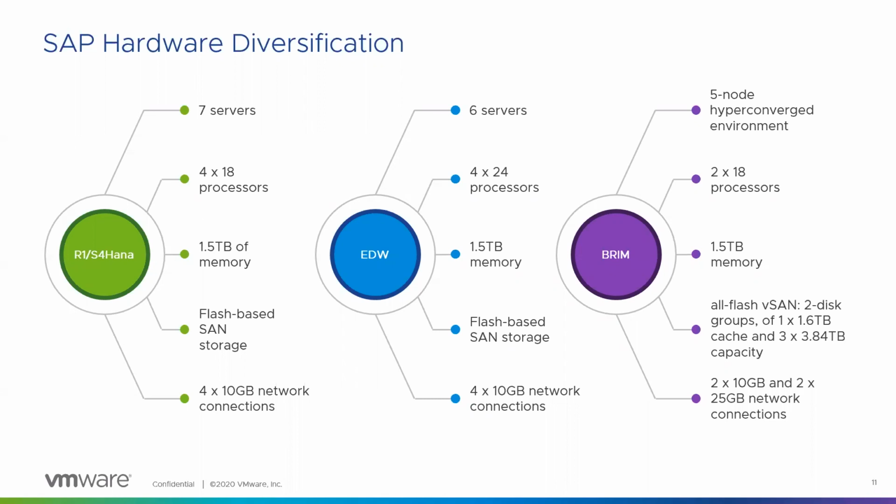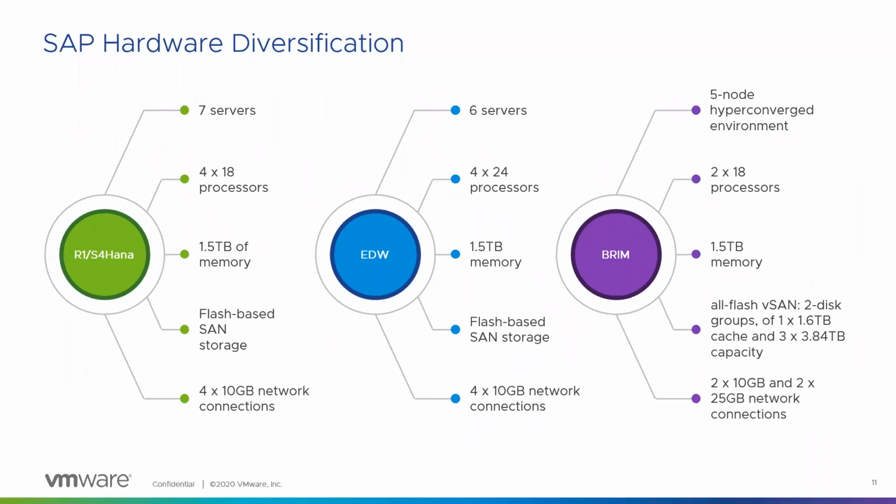In our case, we have 4-socket processors, 1.5 TB memory to start with, and then all flash-based storage. It could be either SAN or vSAN. If you look at the right side, it's our last deployment. We deployed on vSAN. It's a 5-node vSAN cluster, on 2-socket servers based on our HANA requirement, and 1.5 terabyte memory, and we still have room to grow as well.